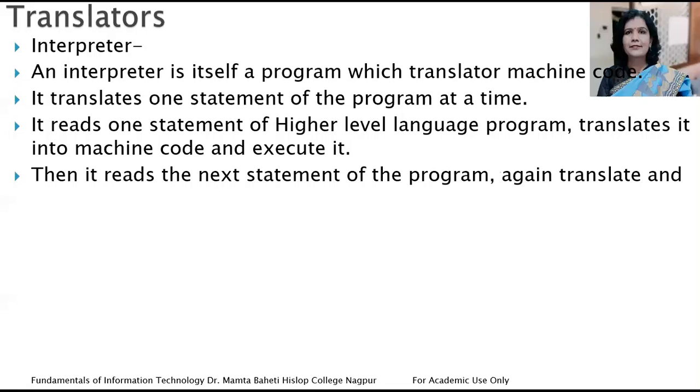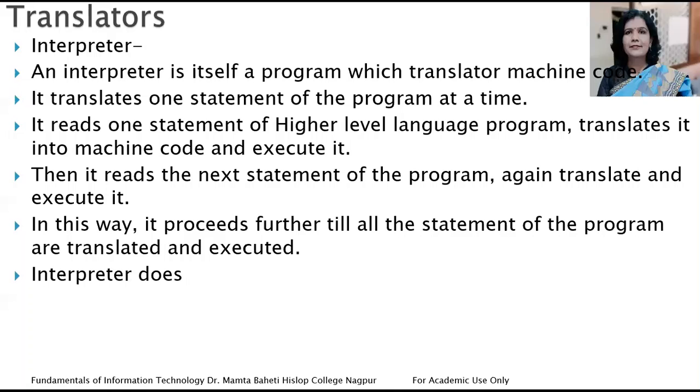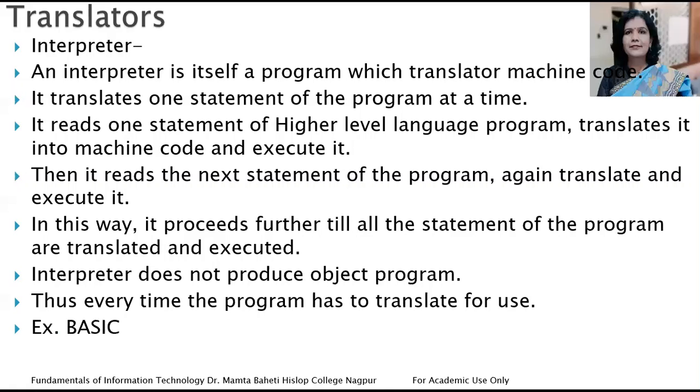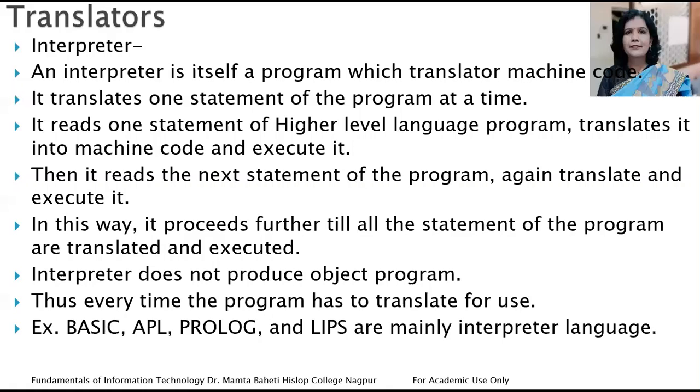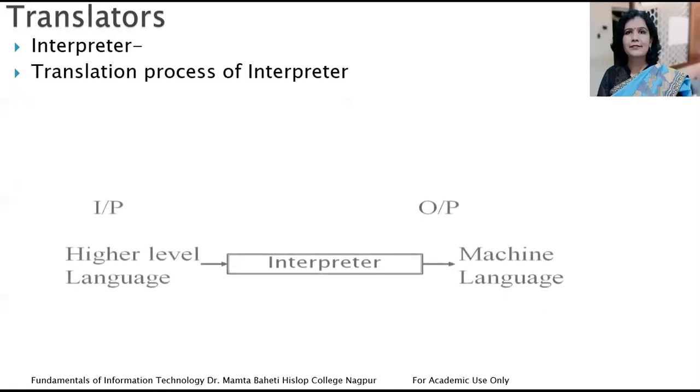Okay. In a compiler you will see the complete source code is compiled at a time, और पूरे के पूरे errors एक ही time पे throw होते हैं. But in an interpreter you will see it reads one statement at a time, gets it corrected, and then converts it into machine code, executes it, and then goes further. So यहाँ पे it does not produce any object program, directly it works on it. Okay, so examples are BASIC, APL, then Prolog, LISP. Okay, so this is the translation process of an interpreter.